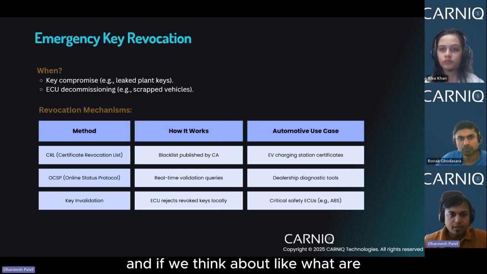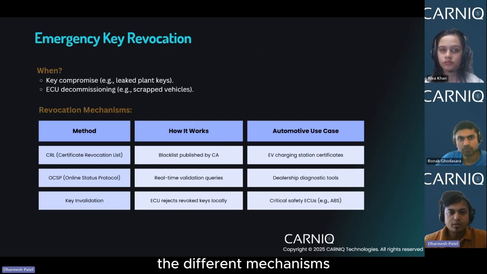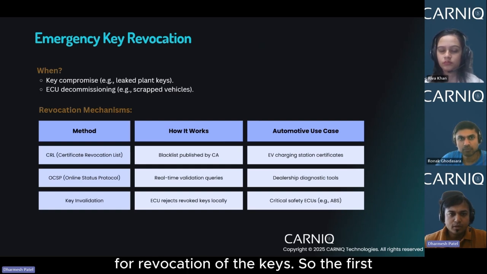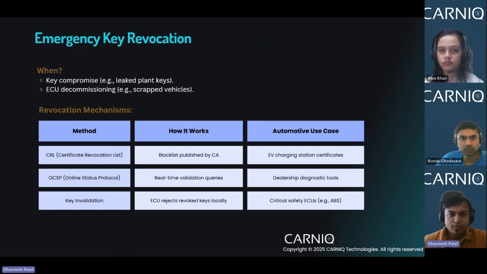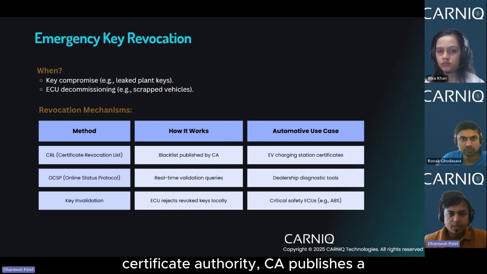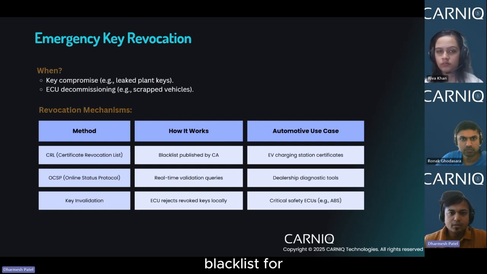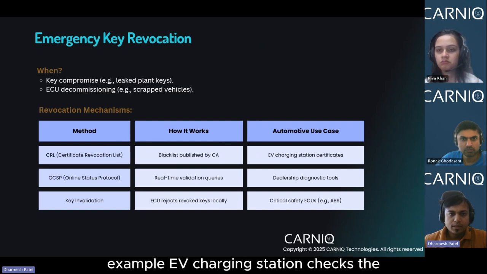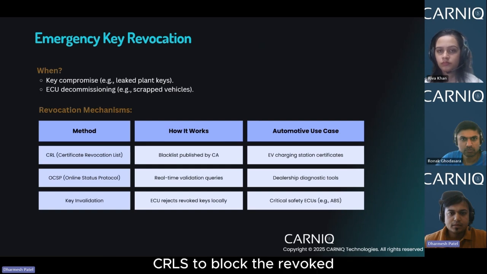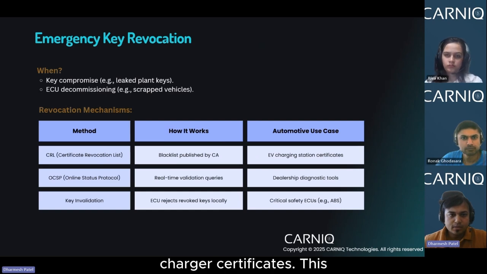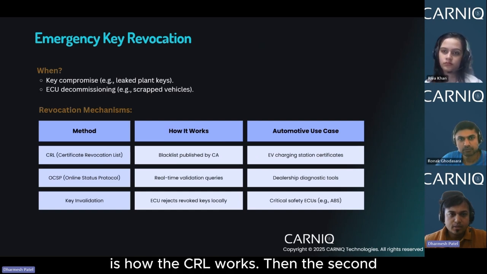And if we think about the different mechanisms for revocation of the keys, the first one is the CRL, which is the certificate revocation list. How this works is the certificate authority, the CA, publishes a blacklist of untrusted keys. For example, an EV charging station checks the CRLs to block the revoked charger certificates. This is how the CRL works.